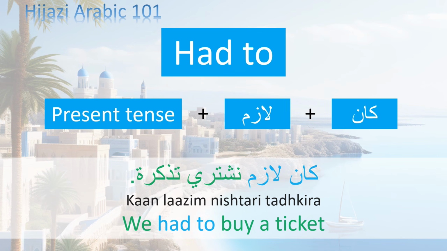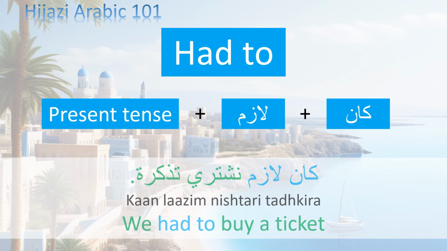Another example. كان لازم نشتري تذكرة. We had to buy a ticket. كان لازم, had to. نشتري, we buy. تذكرة is how you say a ticket. That could be a zoo ticket, a cinema ticket, maybe a museum ticket. But it's not a ticket that you would get when you do maybe a traffic violation. That wouldn't be a ticket. We call that مخالفة.